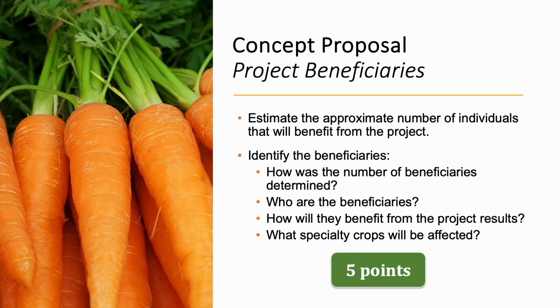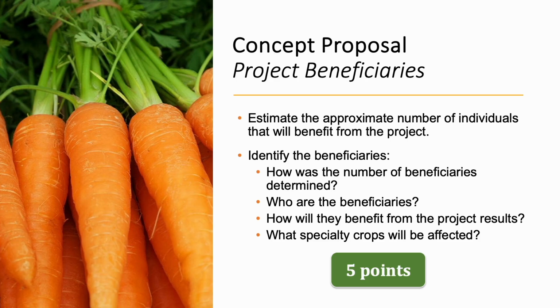Note that beneficiaries identified should be direct or primary beneficiaries of the project results. This typically does not include secondary beneficiaries, such as employees of the applicant organization, or an excessive number of beneficiaries, such as all farmers of California.